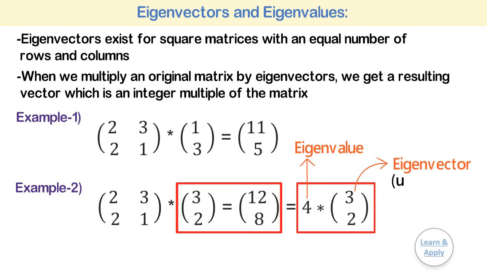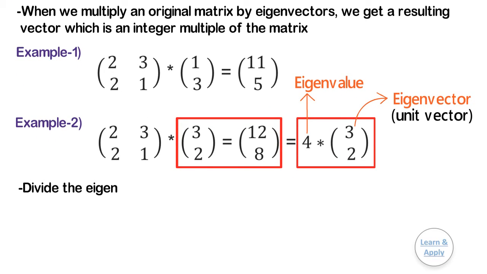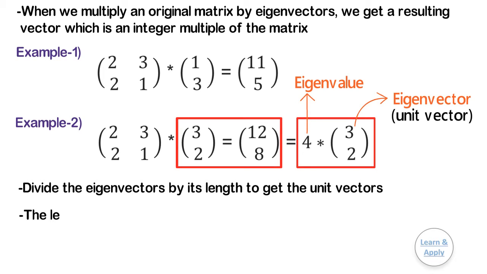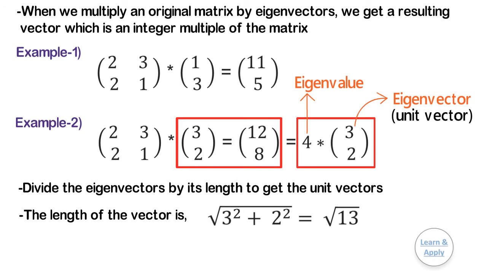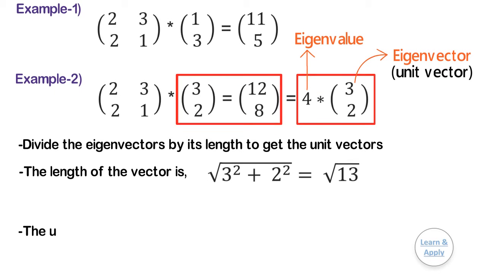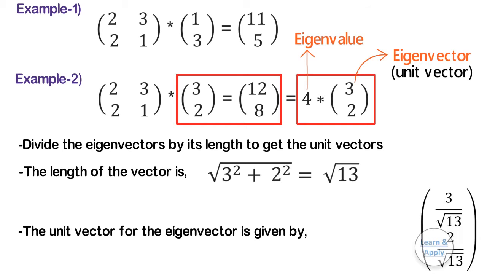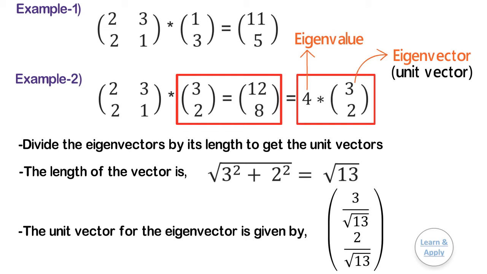It is normal to represent eigenvectors by unit vectors. We divide the eigenvectors by its length to get the unit vectors. In the above example, the length of the vector is square root of 3 square plus 2 square, which is equal to square root of 13. Thus, the unit vector for the eigenvector is given by 3 by square root of 13 and 2 by square root of 13.